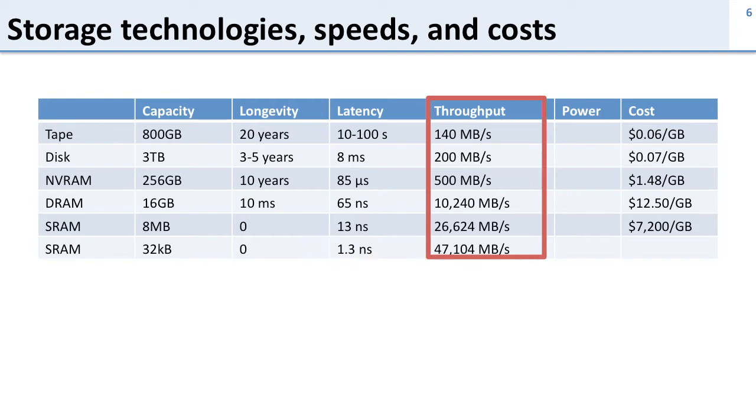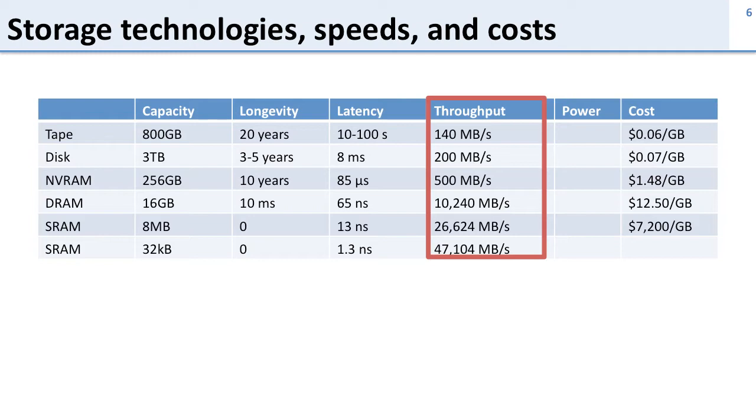The throughput for these devices also varies enormously. Tape, even though it has a much higher latency, has a throughput that's fairly comparable to disks. You can still read lots of data in a row, it just takes you a long time to find a specific piece of data. You can see here that non-volatile memories, NVRAM or flash, are much faster than disk, but far slower than DRAM and SRAM.